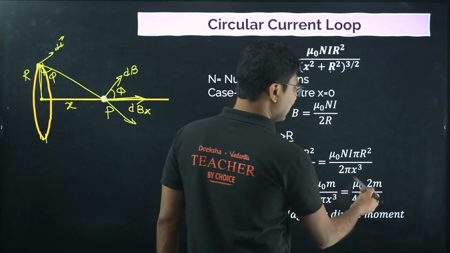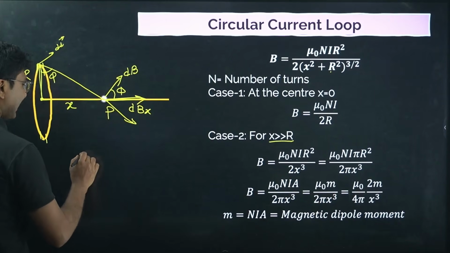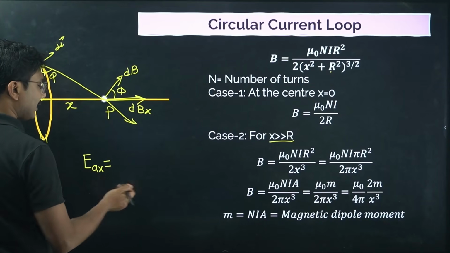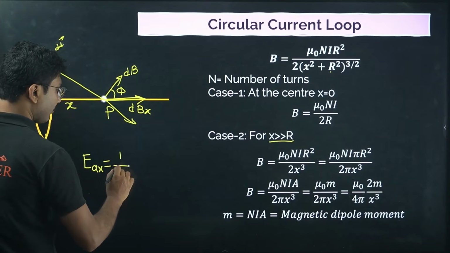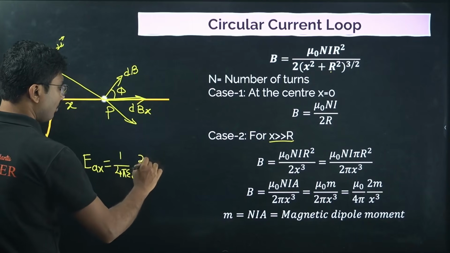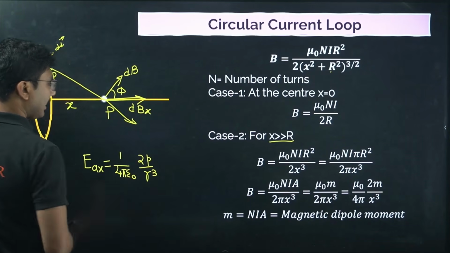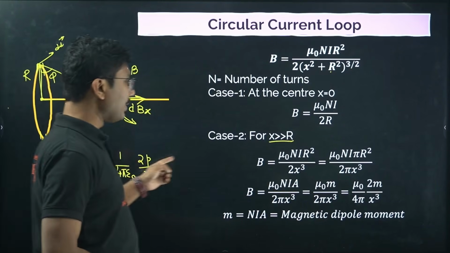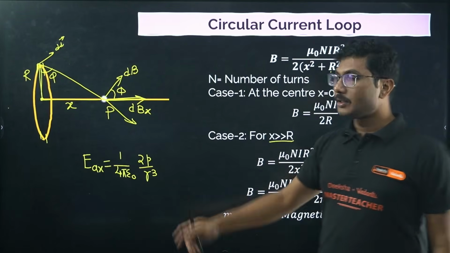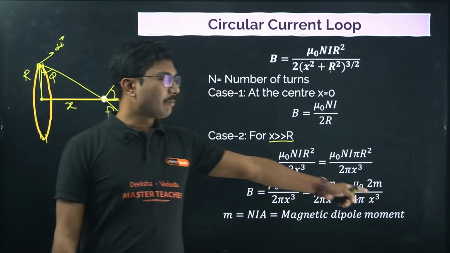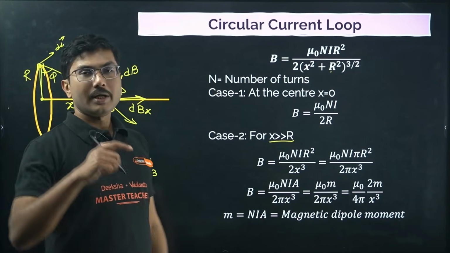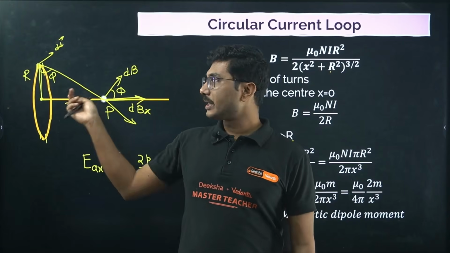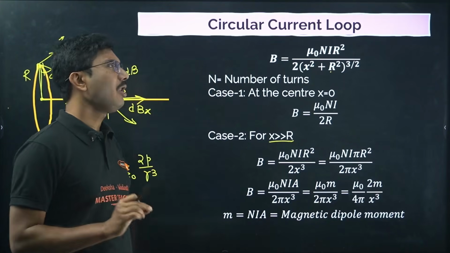If you see, this formula was the same as the electric field on the axis of an electric dipole, or axial electric field due to a dipole, which was 1 by 4 pi epsilon naught times 2p by r cube. Here also you get almost the same. Instead of r, we have written it using x, and 2p is replaced by 2m. P was the electric dipole moment, m is the magnetic dipole moment. So this small current carrying loop is behaving as a small magnet.